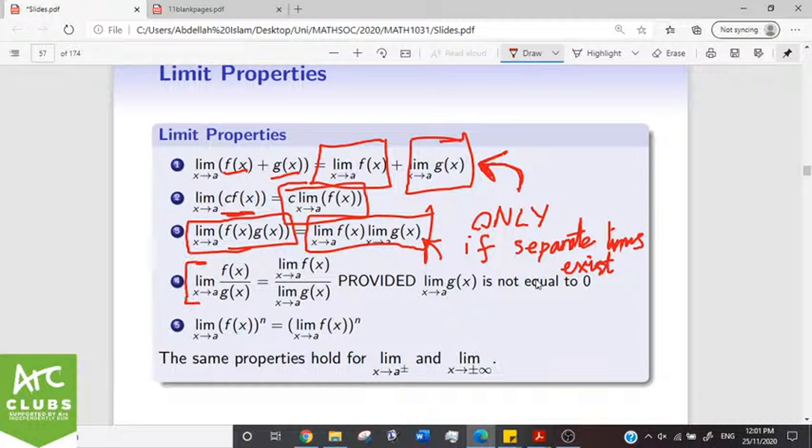You can also take the limit of a quotient, provided that the denominator doesn't go to 0, then you're allowed to do this. And if you have the limit of a power, you can take the power outside. And you can do the same for left and right hand limits. All of these things apply for left and right hand limits, and they also apply for plus or minus infinity limits.